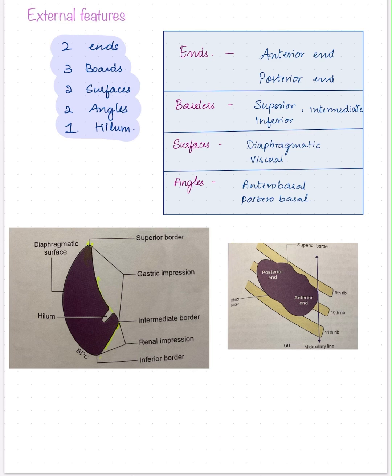And the posterobasal angle is present near the junction of the inferior border and the posterior end of the spleen. So coming to the hilum, it's present between the superior border and the intermediate border. So this is our hilum of the spleen. What are the structures that pierce the hilum? The splenic vessels, which will be discussed later. So this was about external features.